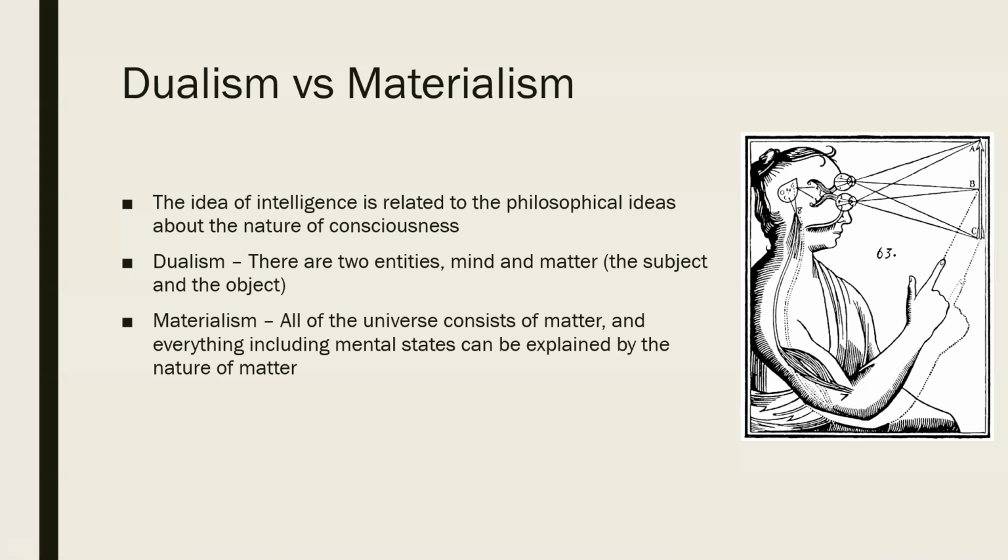There's also a school of thought called materialism, which is to say that all of the universe, including consciousness, consists of matter. And if you want to understand anything, including mental states, you can understand that by studying the nature of matter. So for example, a materialist would argue that we can understand the nature of human consciousness by understanding how the biochemistry of our brain works and how the physical properties of our brain work.